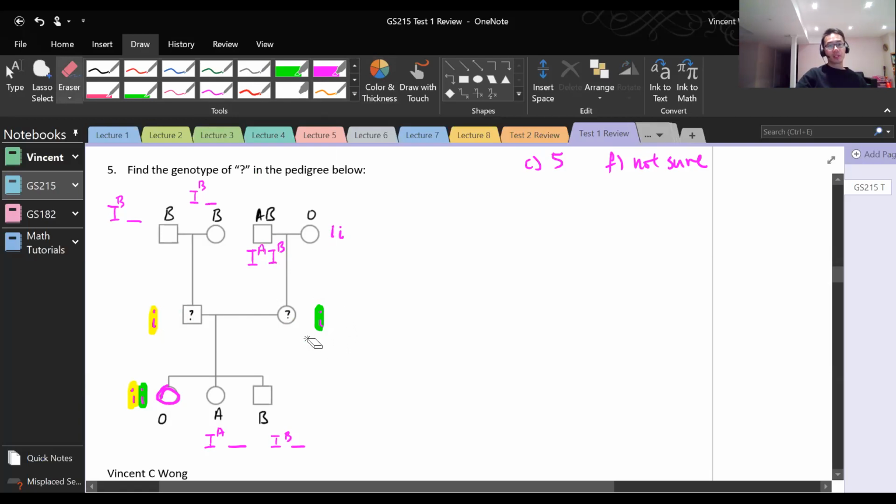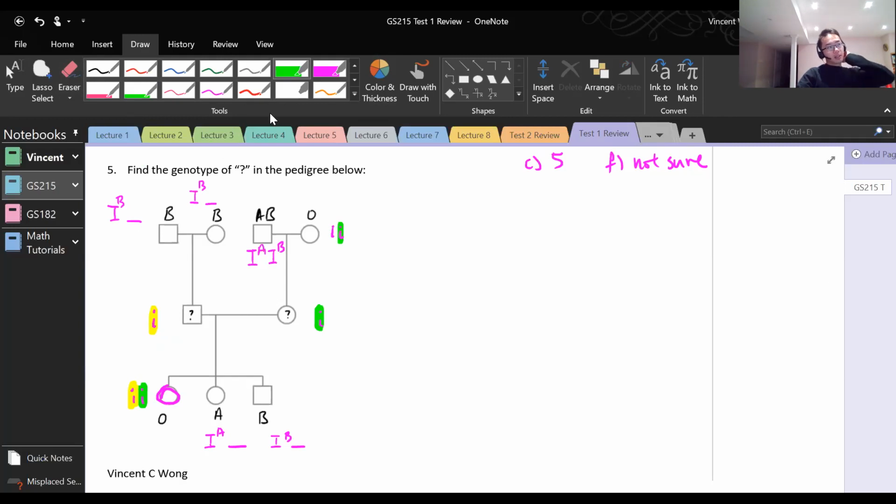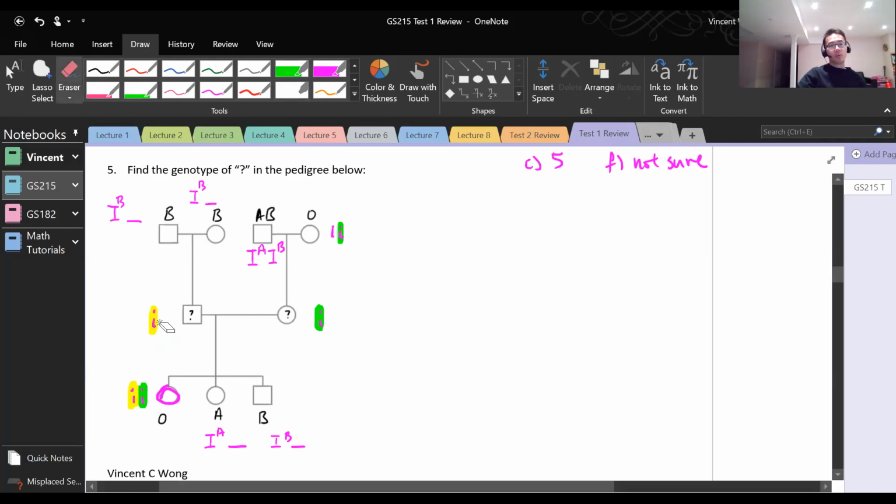And over here, this I must have come from the mother, because the father can only pass on an A or a B. We don't know which one it is at the moment. We'll come back to it later. And over here, the small i, where did the small i come from? Again, we're not entirely sure at this point. It could come from this parent, it could come from the other parent. We have no idea.